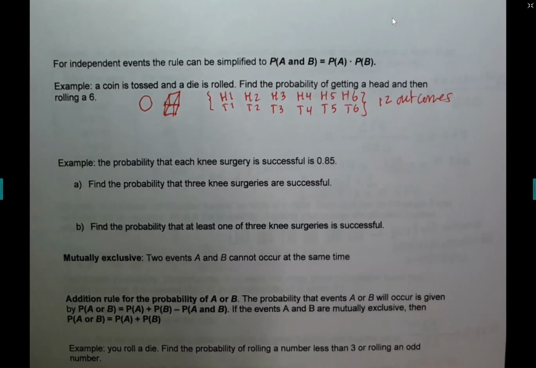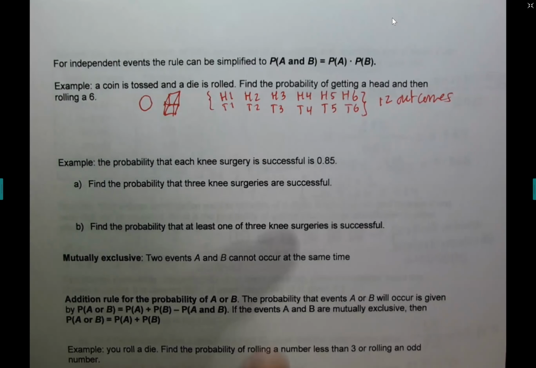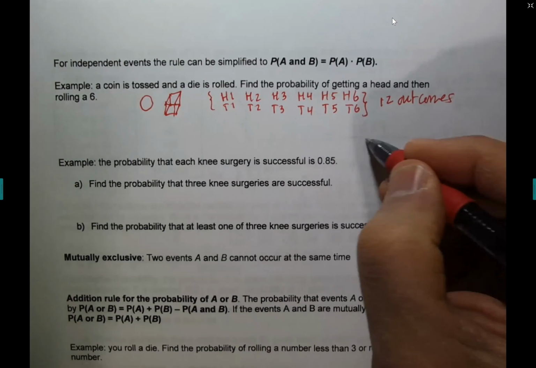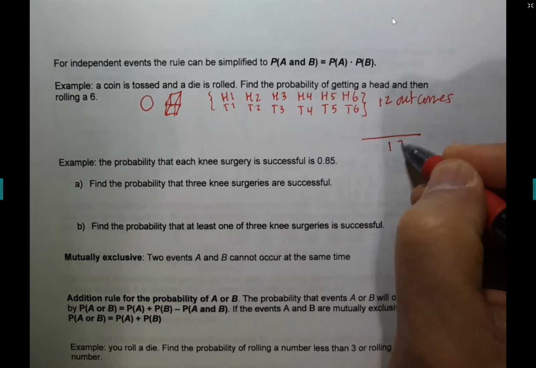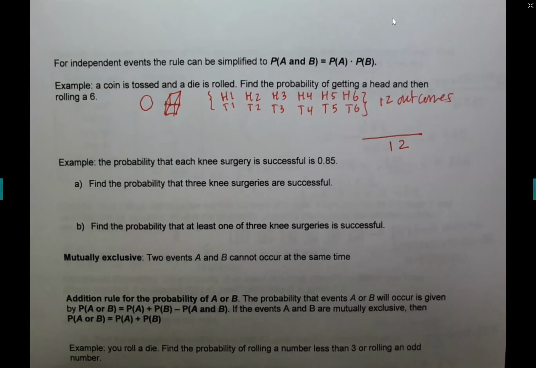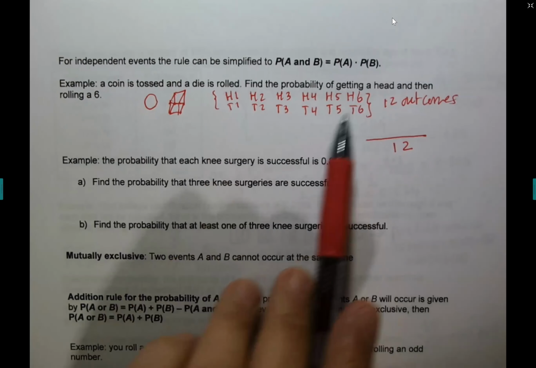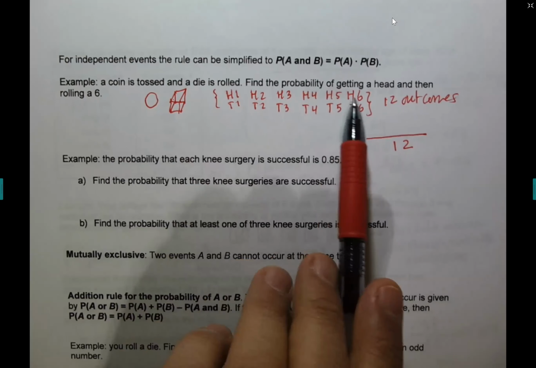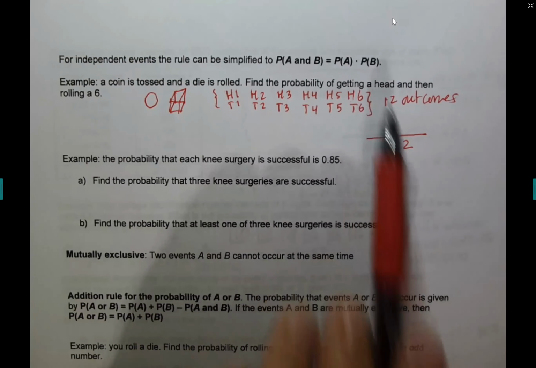Okay, he wants the probability of getting a head and a 6. How many outcomes are there, guys, that have a head? So we have 12 of them in the denominator. And how many of those outcomes will give me a head and a 6? You guys agree there's only one outcome, so it's 1 out of 12.